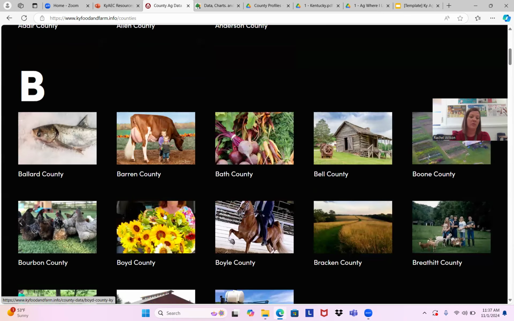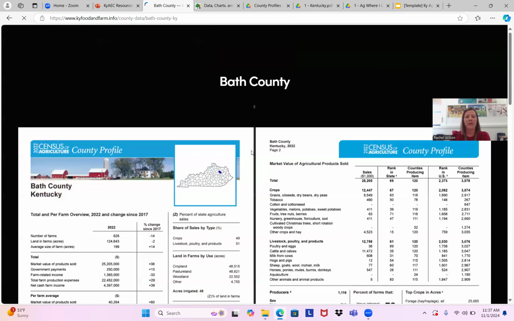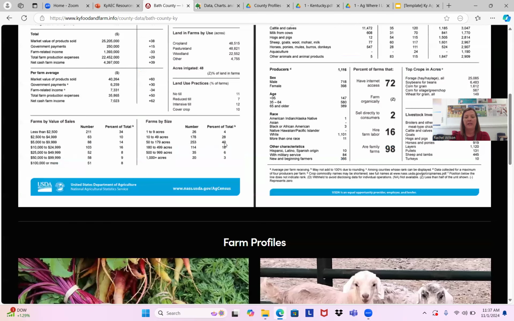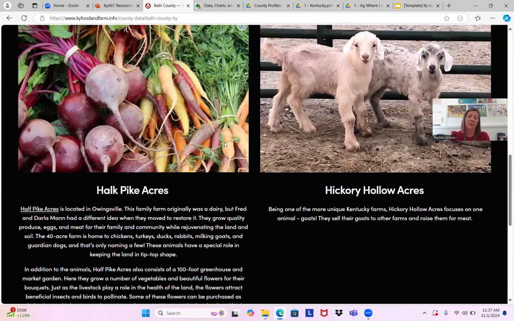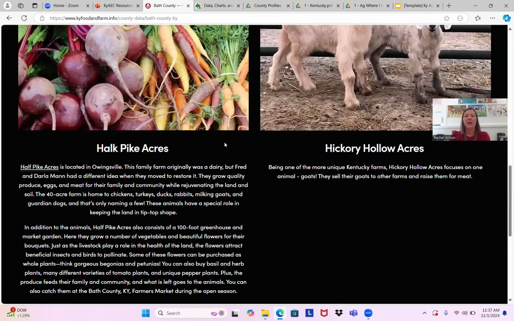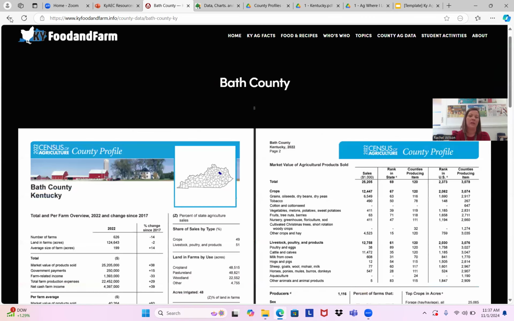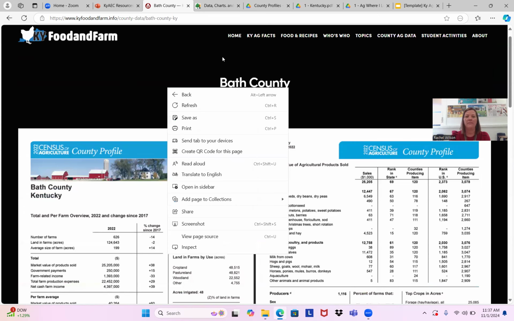Something else that's really cool about this particular resource is if I click here on Bath County, it's got the actual data that the USDA sends out. So for upperclassmen, if you want them to look at more in-depth data, they can do that. But there's also farm profiles of actual farms that are in that county. So that's another connection that students may really enjoy being able to look at.